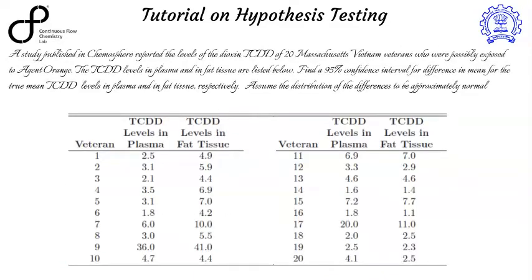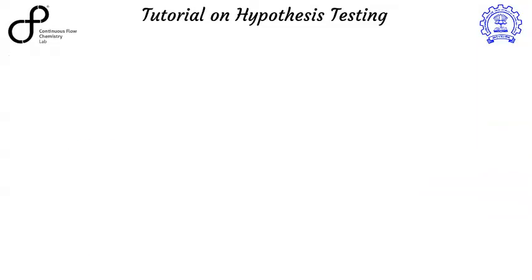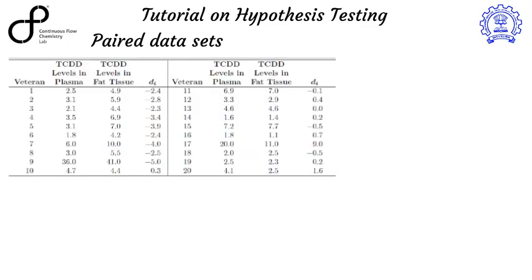Please read this question a few times after pausing the video and try to solve it based on your learning. This is an example of a paired data set, as both the values are from the same subject. Therefore, the first step will be to derive the new differential data set by subtracting each value as shown here. Now, we calculate the mean and standard deviation of the differential data set, and the values are given here.